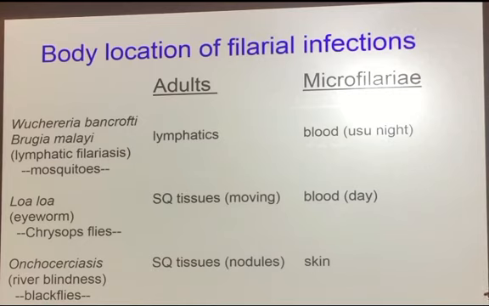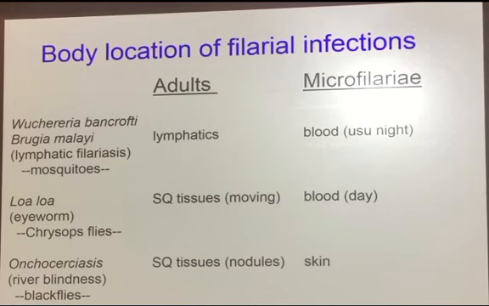So, for lymphatic filariasis, Wuchereria bancrofti, Brugia malayi, the vectors are mosquitoes. The adults reside in the lymphatics. The microfilaria are present in the blood, and they exhibit diurnal variation, and they will peak at midnight. And they coincide with peak biting times of their preferred vector.